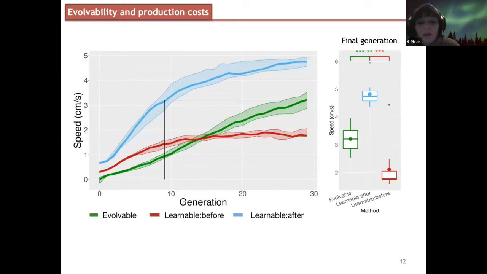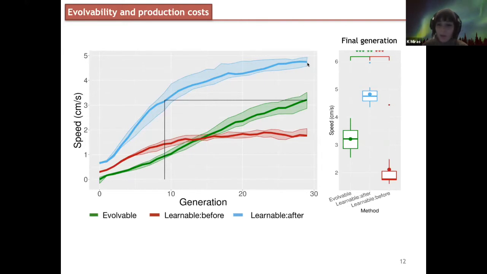So here we have the speed, which is the fitness across the generations for the evolvable robots and for the ones that were evolvable, but also were able to learn. The green one is the evolvable, and the other two are the learnable, but just to give an idea, we broke it into two parts. So what it is before it learns, as soon as it's born, and what it is after all those iterations, so maximum 100 iterations of learning. So ultimately what we are comparing is the green with the blue, so evolvable with evolvable and learnable.